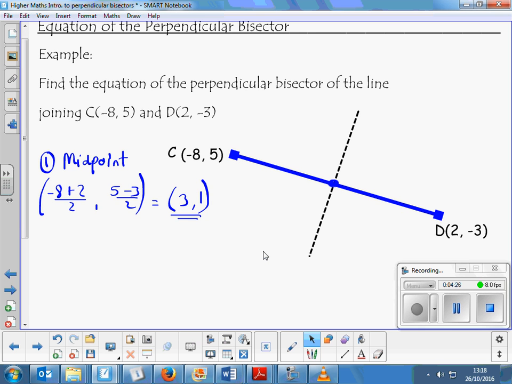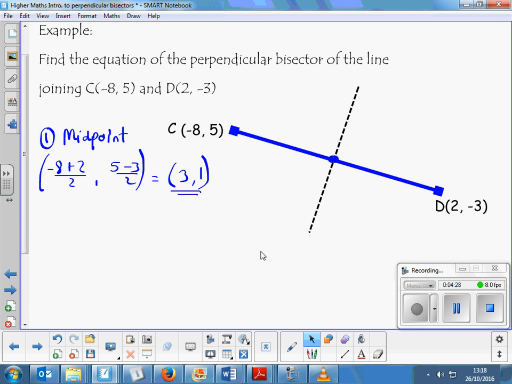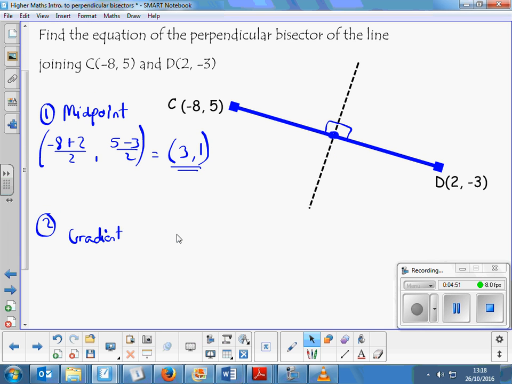So the next thing we need for our equation of a line, hopefully you're thinking about it, you're thinking, well, I need a gradient. And if you think, well, I need the gradient of this line here that's perpendicular, we can mark in our right angles here, perpendicular to the line CD. So we already know how to get the gradient of CD by the 2 coordinates, so that's fine. So then all we have to do is state our perpendicular gradient. So I want you to work that out, just pause it for a moment.